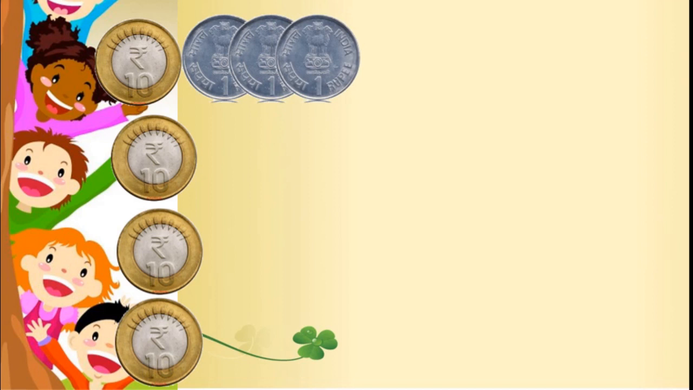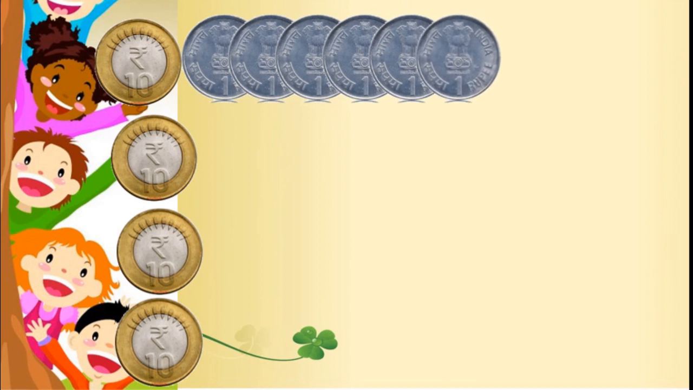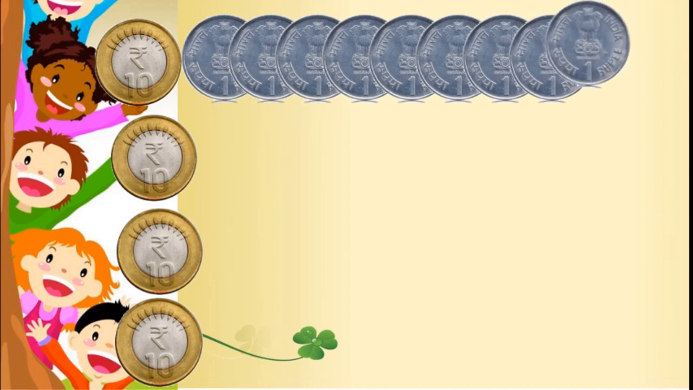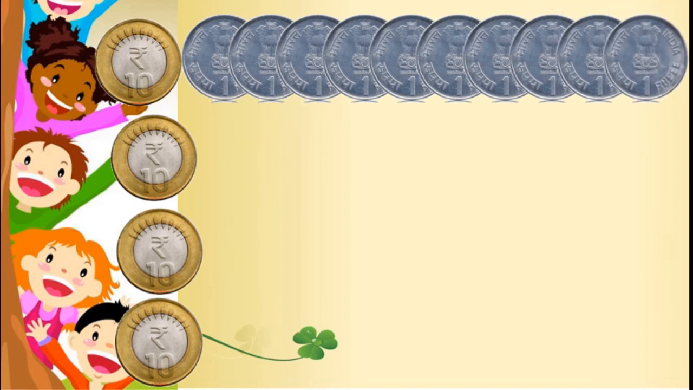Second, third, fourth, fifth, sixth, seventh, eighth, ninth, 10. Yes, she gave me 10 1 rupee coins as a change for one 10 rupee coin. Isn't that right? Yes, very good Rani. You are right. You gave me the proper change for 10 rupees. Thank you.